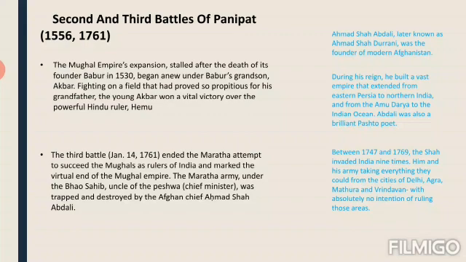This paragraph will answer the third question from your summer task. Let's read it. The Mughal Empire's expansion stalled. Stalled means it stopped after the death of its founder Babur in 1530 and began anew under Babur's grandson Akbar, fighting on a field that had proved so propitious for his grandfather. Propitious here means favorable. The young Akbar won a vital victory over the powerful Hindu ruler Hemu.